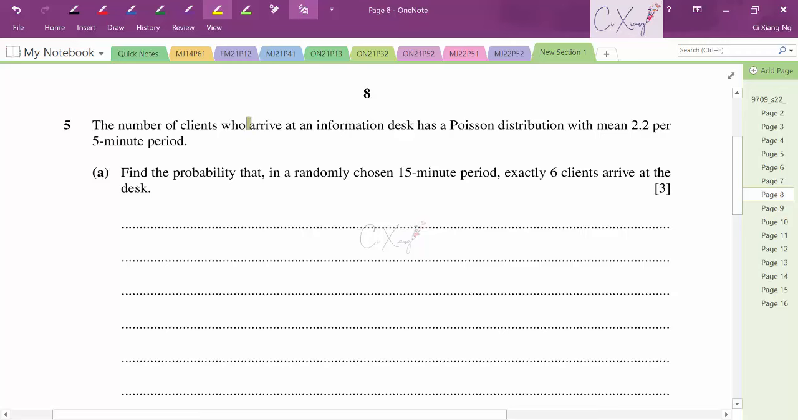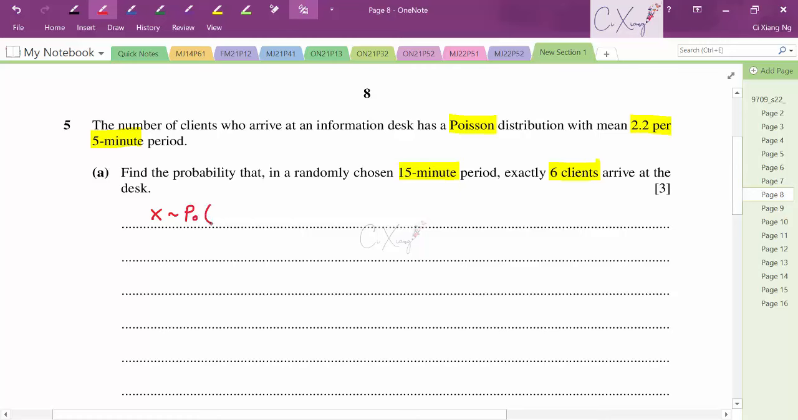We have the number of clients who arrive at the information desk has a Poisson distribution. So this is a keyword, Poisson. And then the mean is 2.2 per 5-minute period. And they want us to find the probability that in a chosen 15-minute period, exactly 6 clients arrive at the desk. Right, so first we already know that this is a Poisson distribution.